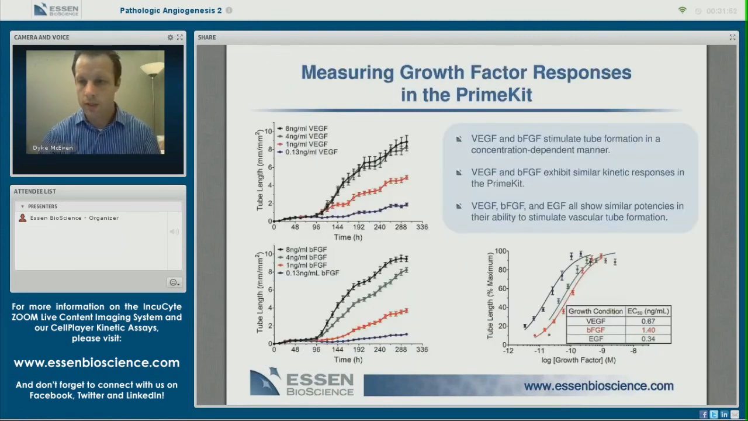So how do we do that, and what does it look like? I showed you how our algorithm quantitates pharmacology. And here we're looking on the left at two different growth factor responses, VEGF and basic FGF. What you can see from these curves is that the VEGF and basic FGF response in the prime kit is very similar, such that we see a concentration-dependent increase in growth factor stimulation of tube formation by both VEGF and basic FGF. And they reach similar levels by the end of the assay in this experiment, about 9 to 10 millimeters of tube per area.